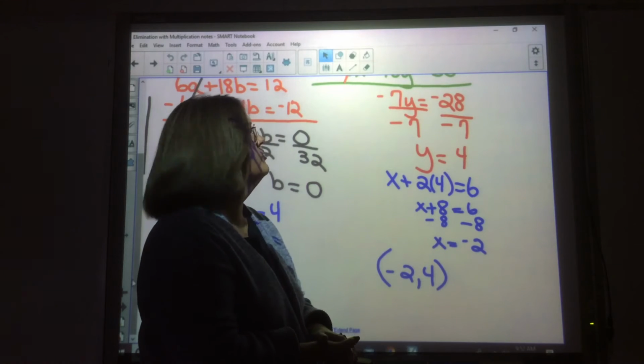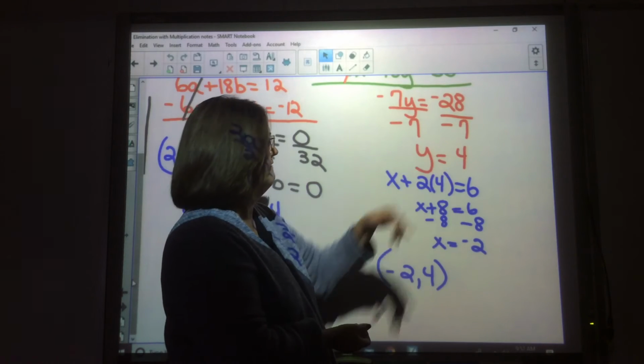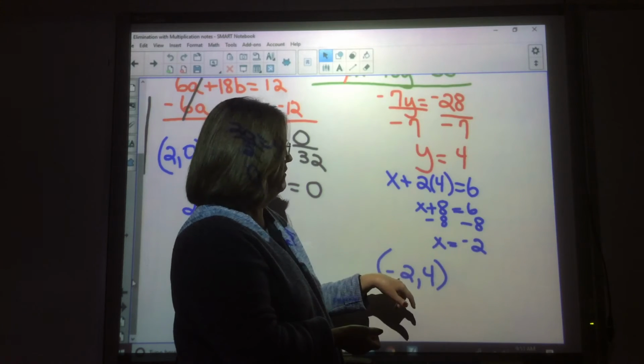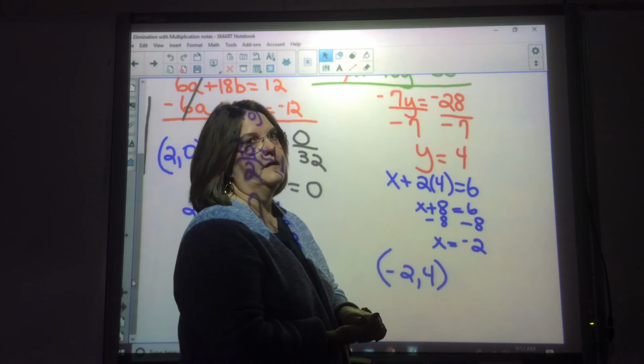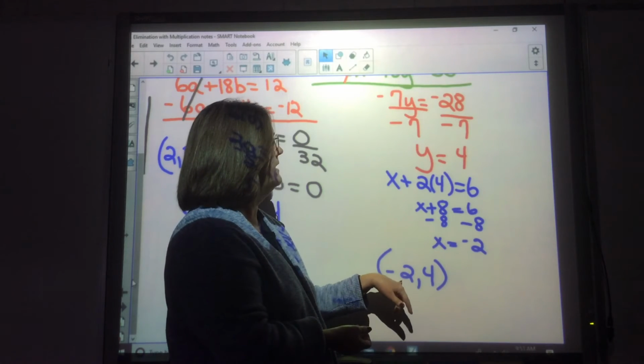Be careful. Since you solve for y first, you're going to want to write that one first. That's just how our brain works. But remember, we want to go alphabetically. So when we're writing our solution, we write -2, 4.